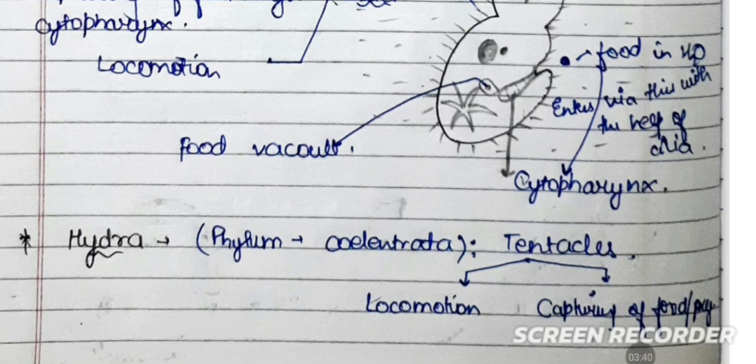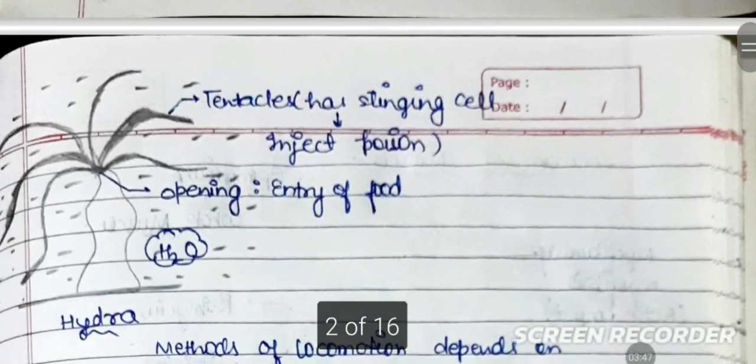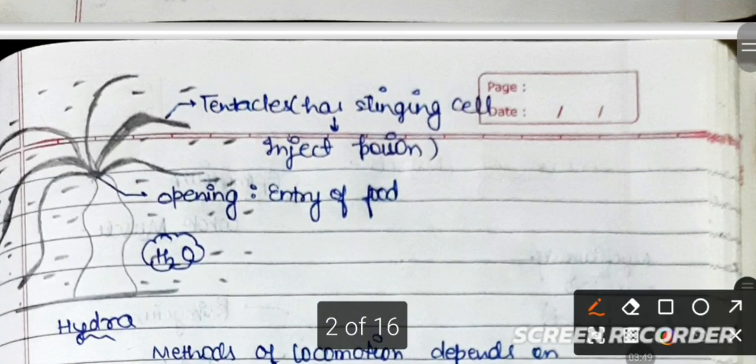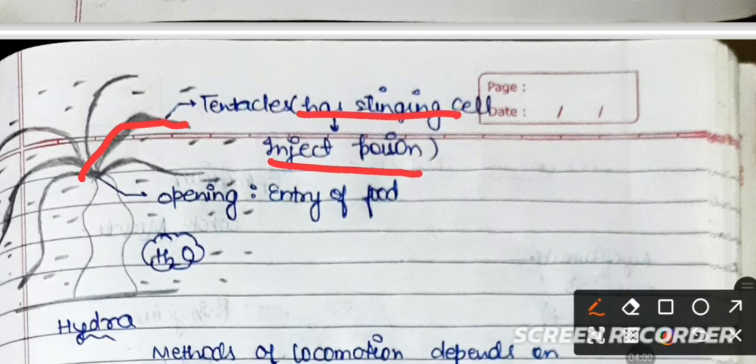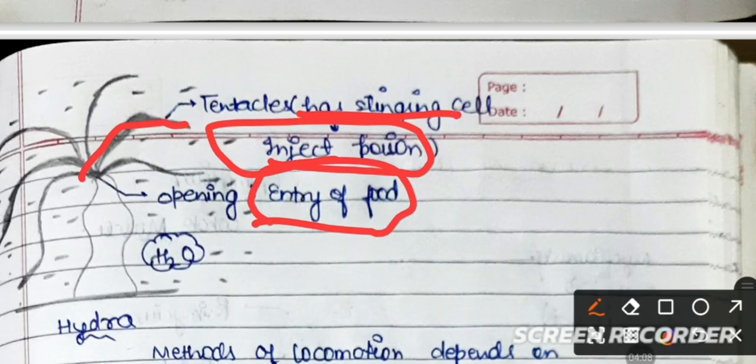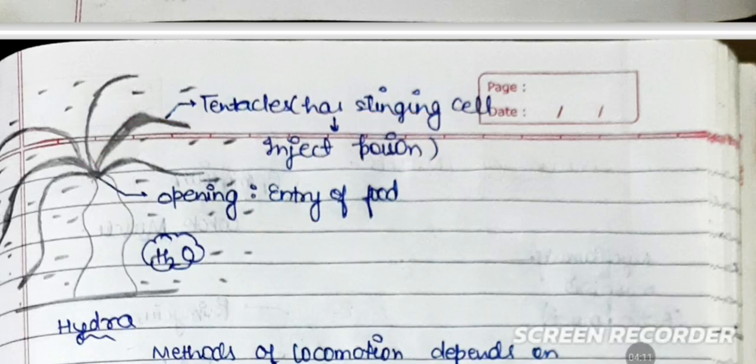They have tentacles which help them in locomotion as well as capturing food. Here I've drawn the tentacles of the Hydra, where the tentacles have stinging cells which inject poison into the other organism and poison it. Now, here is the entry of food via the opening present in the Hydra.